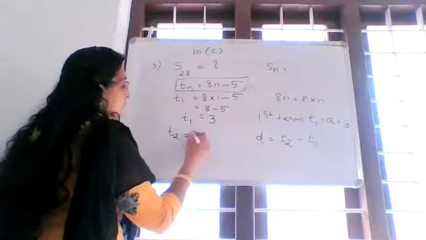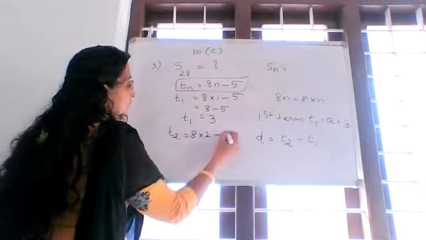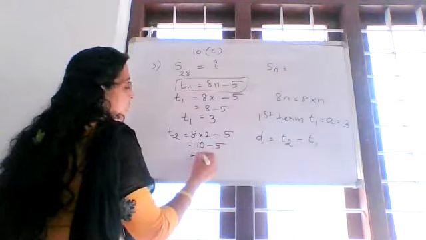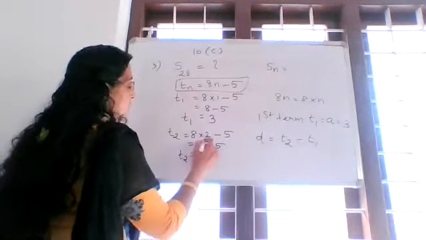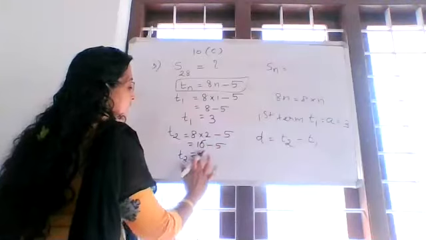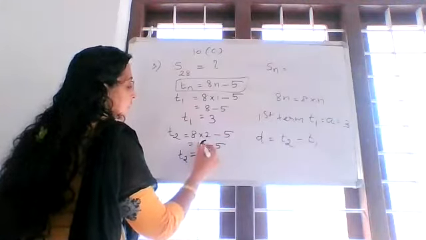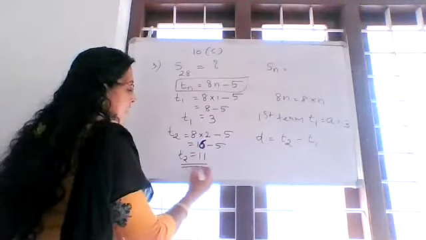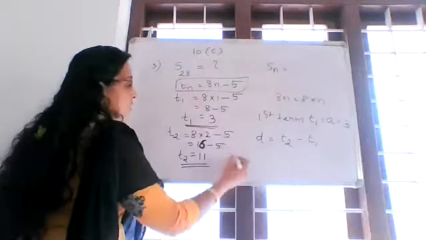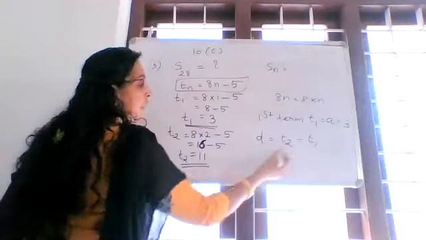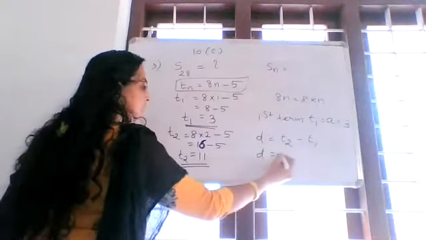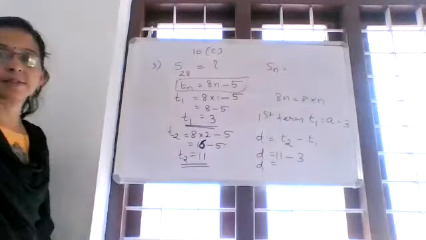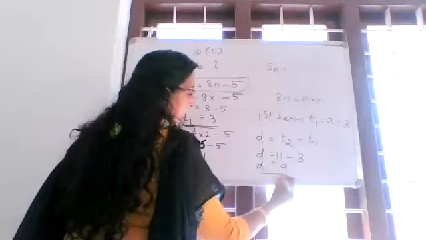2. So 8 into 2 minus 5. 8 into 2 is 16. 16 minus 5 is equal to 11. T2 is equal to 11. T1 is 3. So what about D? D is equal to T2 minus T1, so 11 minus 3. 11 minus 3 is 9.